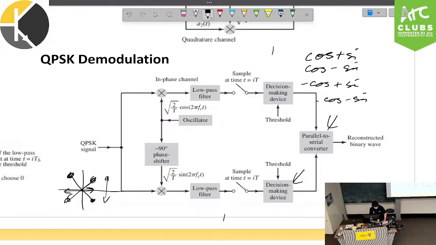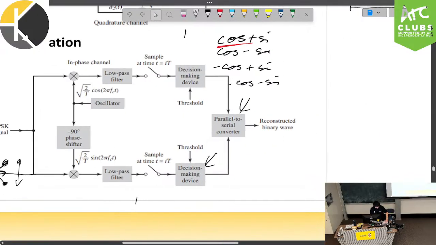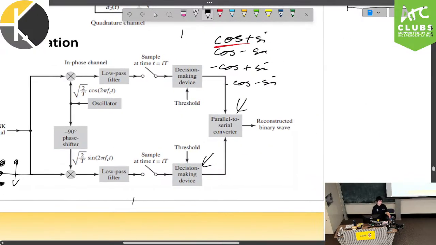So you multiply by the oscillator, your respective oscillator, mind you, so you can isolate whatever your cosine term and your sine term are going to be in terms of their amplitudes. And then by sampling these after a low-pass filter, we can isolate the sign of your cosine and sine, if that makes sense. Sine with a G, yes. Okay, and then parallel to series converter. You're happy, right? Good stuff.